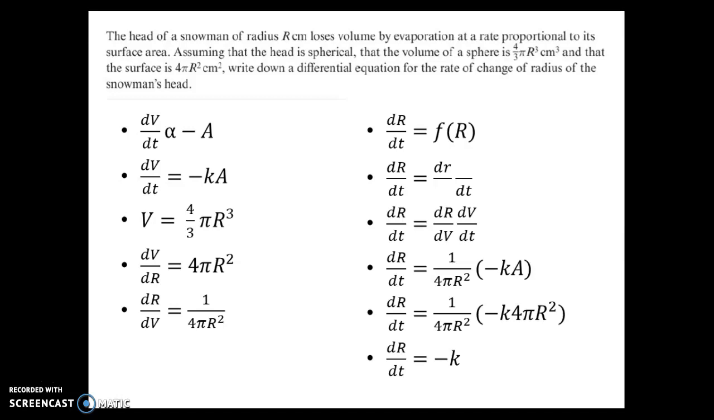So, like I say, I believe this is a nice question. I wanted to give you a quick example of how we can use connected rates of change in a problem situation to get an interesting result.